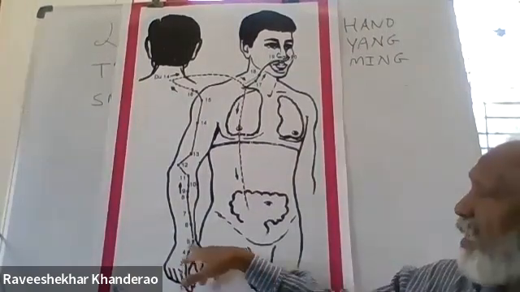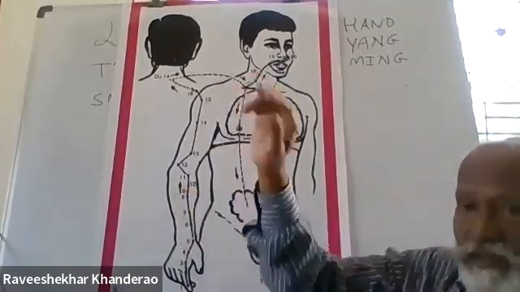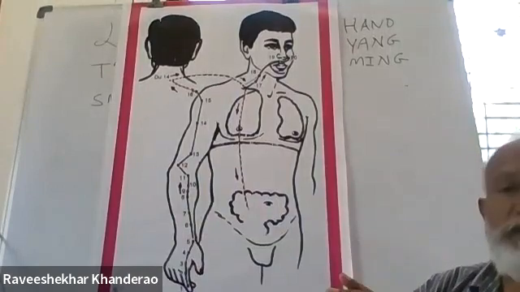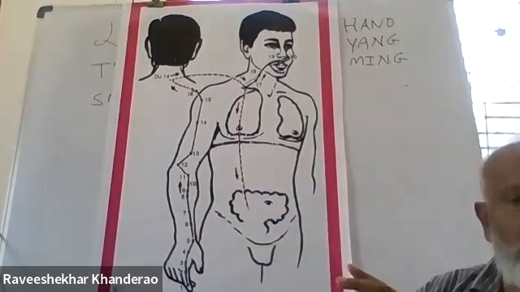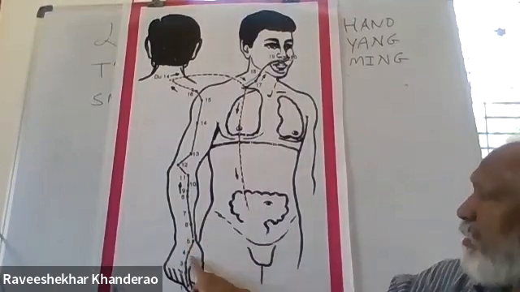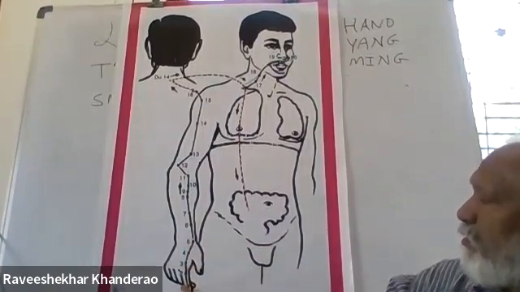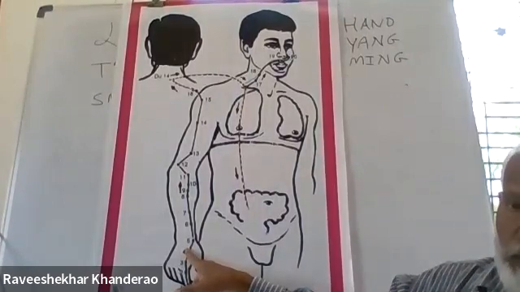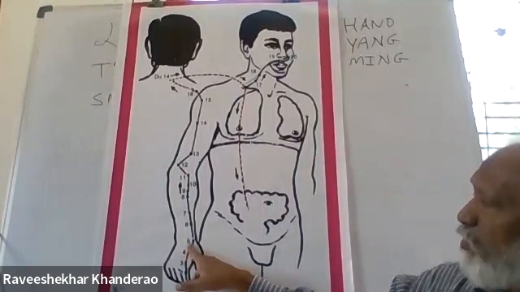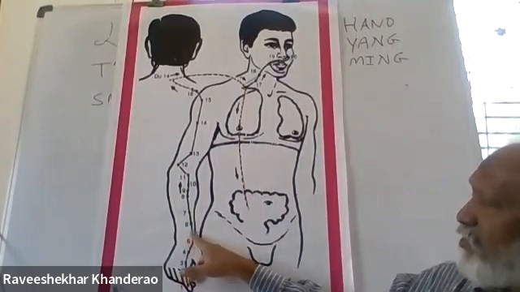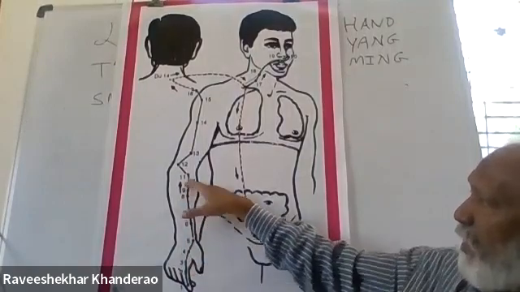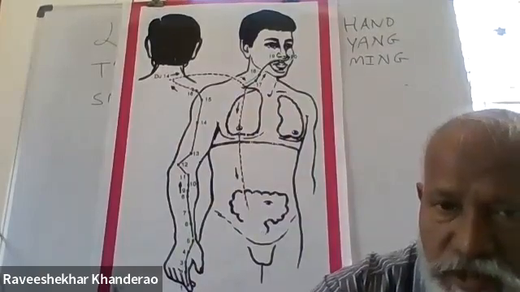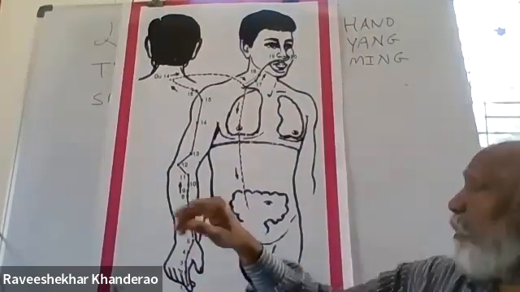Then along the radial side, it ascends upward, passing through the first and second metacarpal bones. It starts from here, crosses between the first and second metacarpal bone, and then goes upward along the lateral side of the forearm, and then it reaches the corner of the elbow. Can you see that?